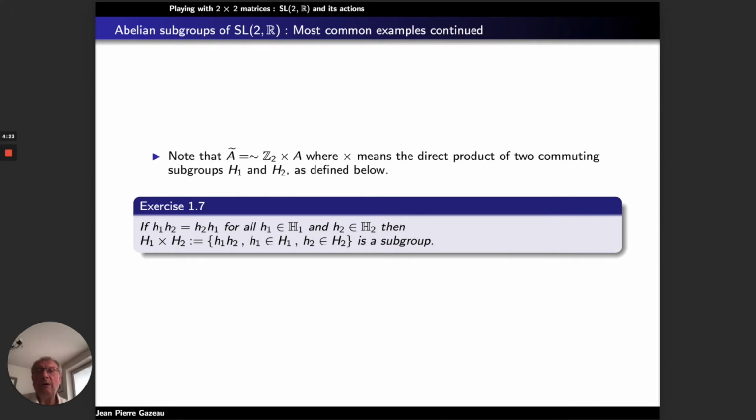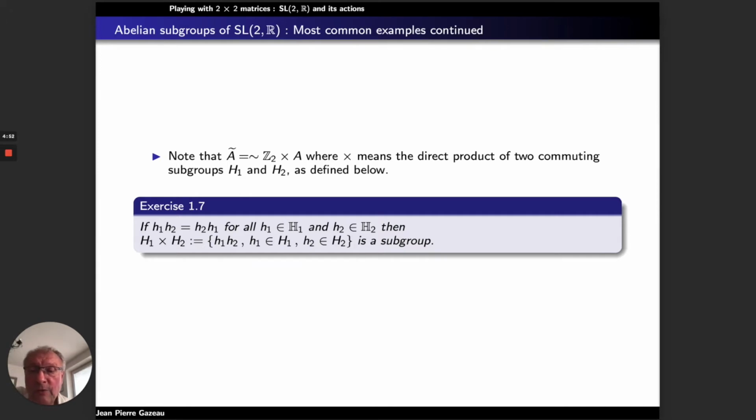Also, we note that A tilde is just the Cartesian product of D2 with A. Now, what is the definition of the Cartesian product or direct product of two commuting subgroups, H1 and H2? It is given through the following exercise.